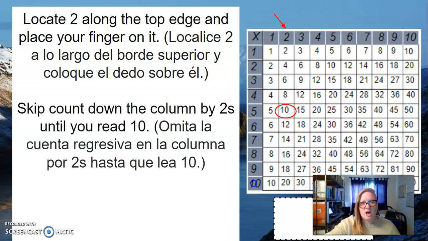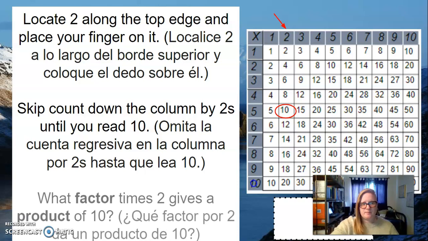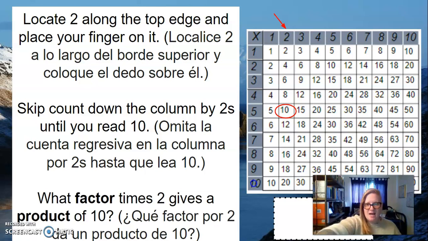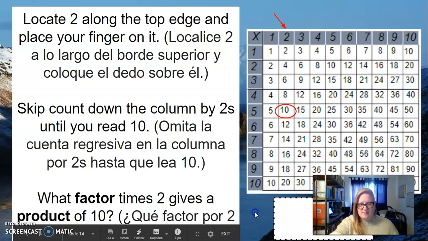Skip count down the column by 2s until you reach 10. So put your finger at the 2, 2, 4, 6, 8, 10. What factor times 2 gives a product of 10? So as you're going down, you put your finger on and you're going down and you've gotten to 10. Now whatever row it's on, the left column right here, is our other factor, okay? So then put your answer in this box.